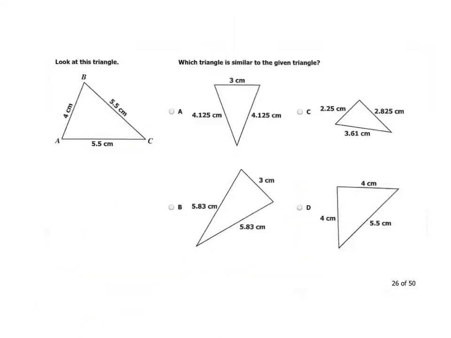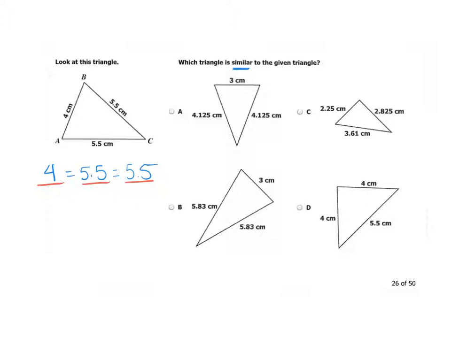For this one, check out the words. We're looking for similar. That means a proportion. So we need a triangle that is going to be proportionate to the first one. So when I write this, I'm going to write the sides 4, 5.5, and 5.5. So when I match it up, smallest to largest, I'm going to do that with each triangle. Let me do this first one.